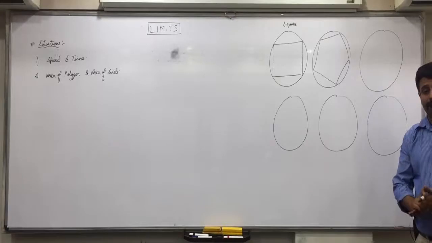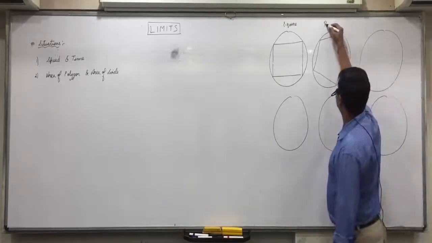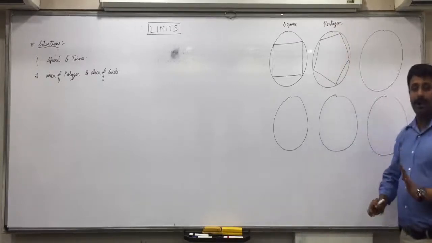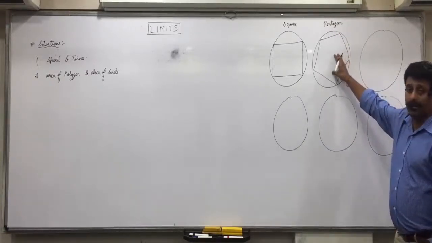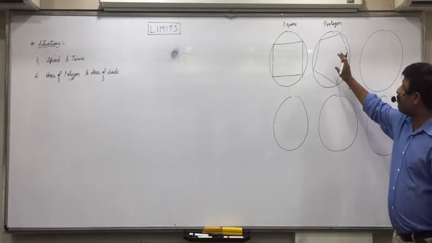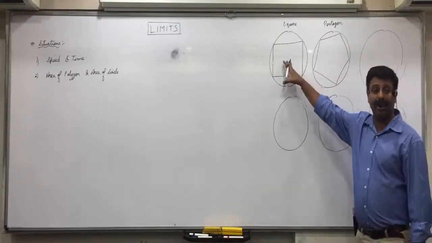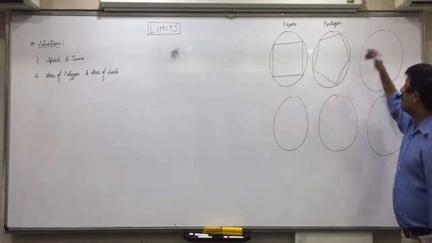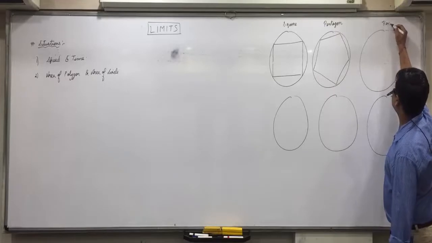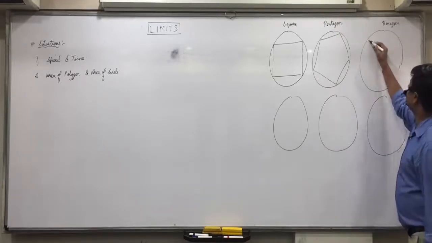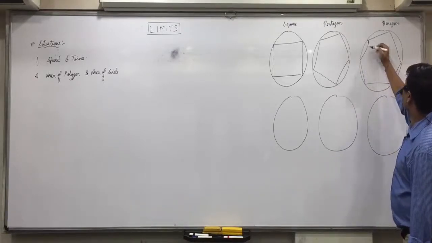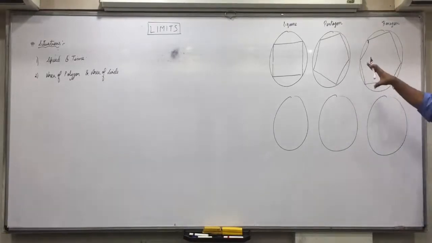Is everyone clear with this? So I take a pentagon, 5 sides. Will the area of the pentagon, or this polygon, be nearer to the area of the circle compared to the square or not? Yes. This will get me a closer value. Now suppose I take a hexagon, 6 sides. Will this be nearer to the area of the circle compared to the pentagon or not?